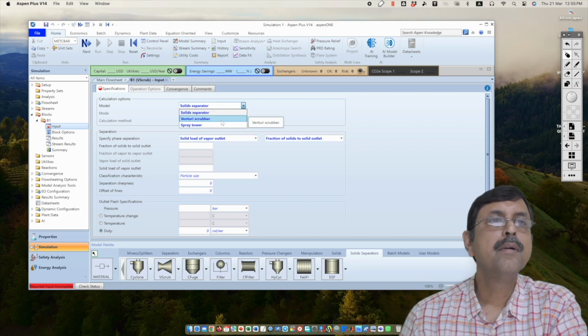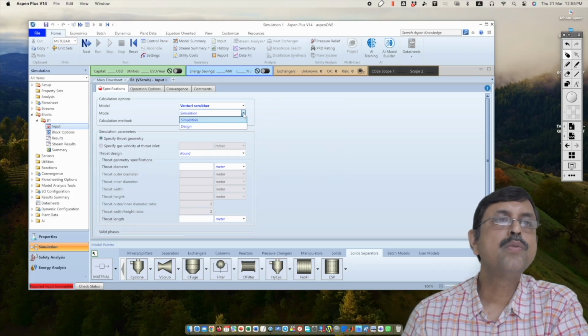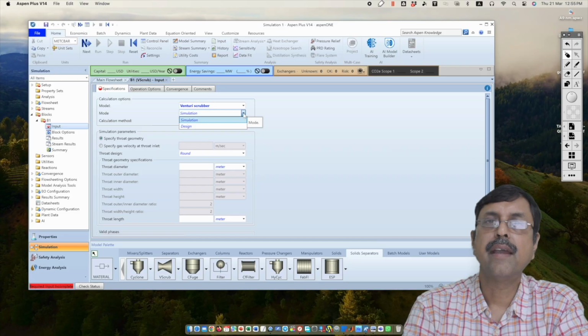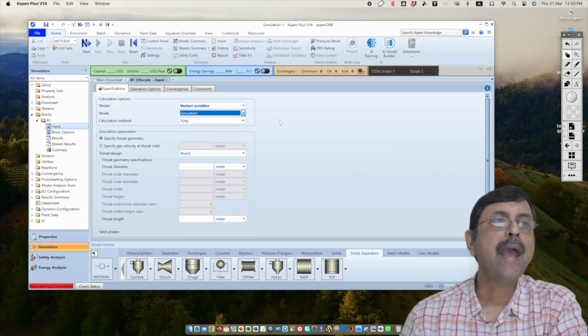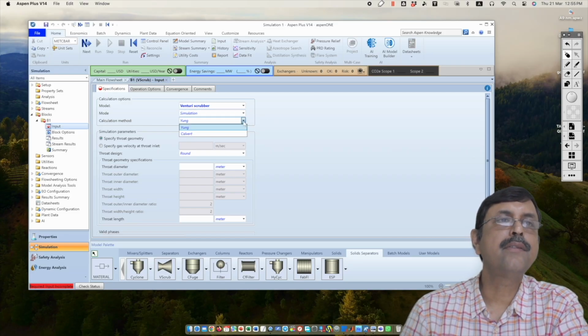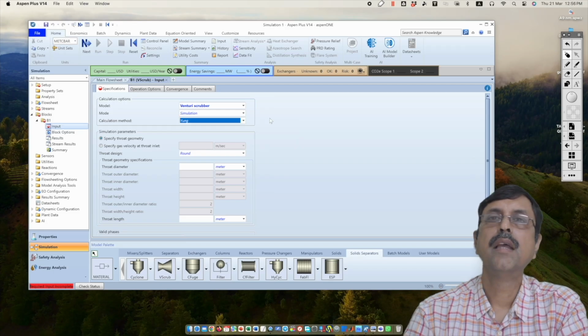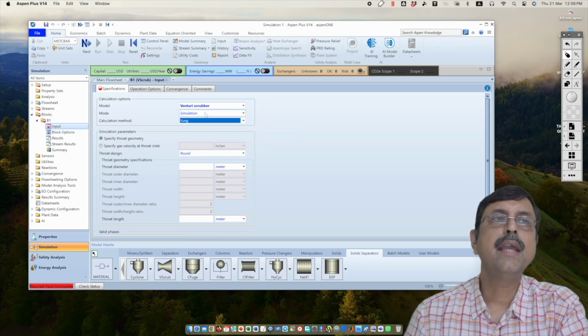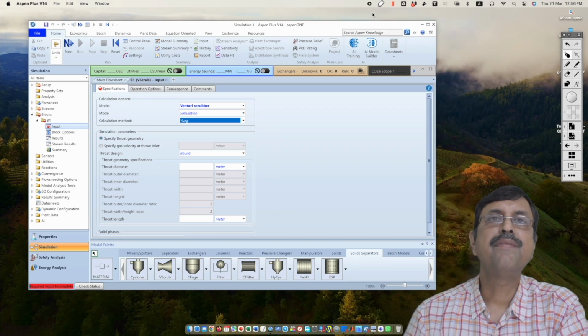But the moment you choose this Venturi scrubber, there will be two modes, simulation and design. Okay? And there will be two calculation methods, Young and Calvert. So you can work either in simulation mode or in design mode, and you can use either Young calculation method or Calvert calculation method. You will learn these calculation methods better in the help file.